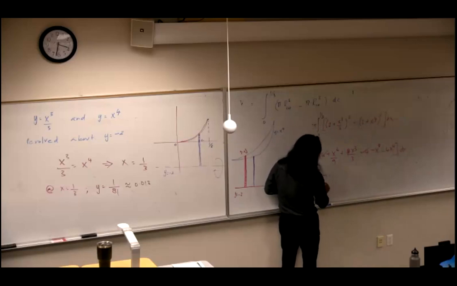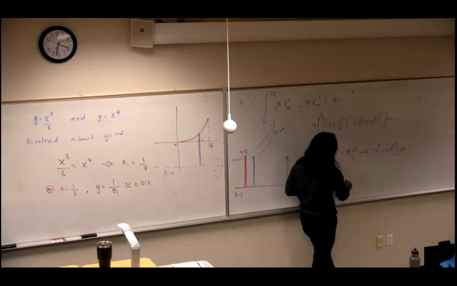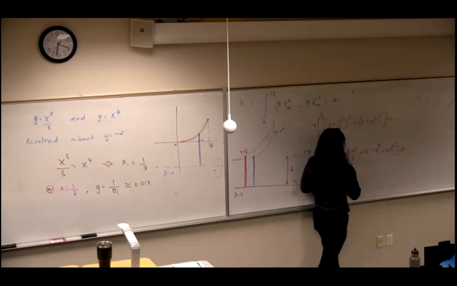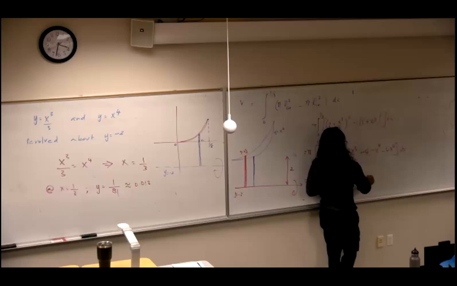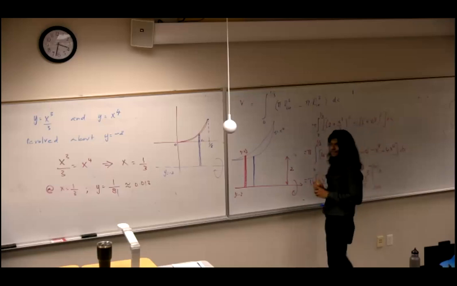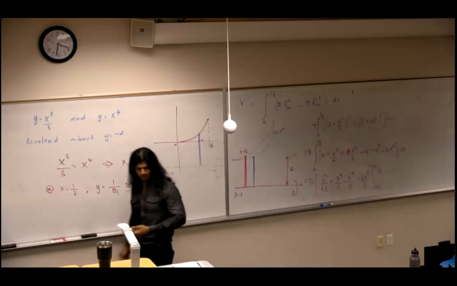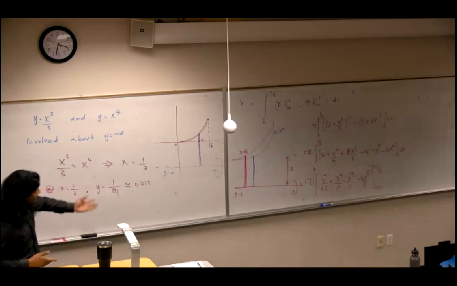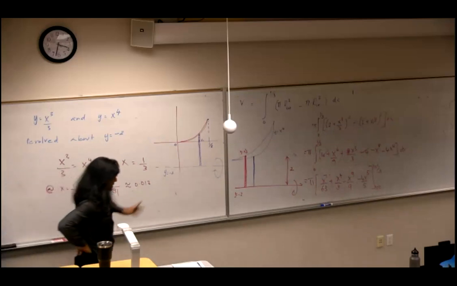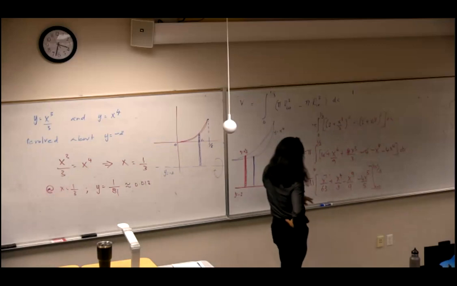you will have x to the 7 over 63 plus x to the 4 over 3 minus x to the 9 over 9 minus 4x to the 5 over 5, evaluated between 0 and 1 over 3. That number is going to be very small. Good. You can plug it in at home. I just simplified it, you can verify this at home.